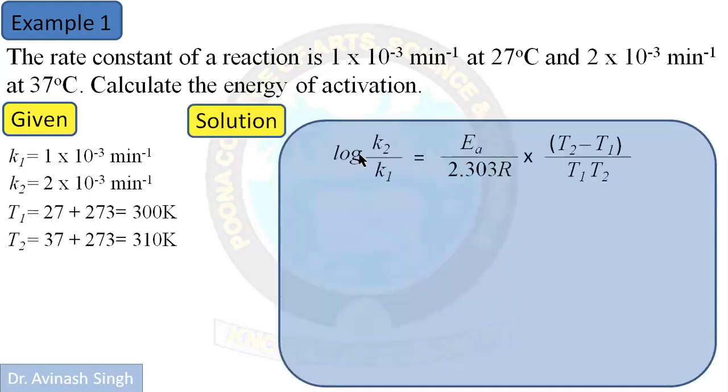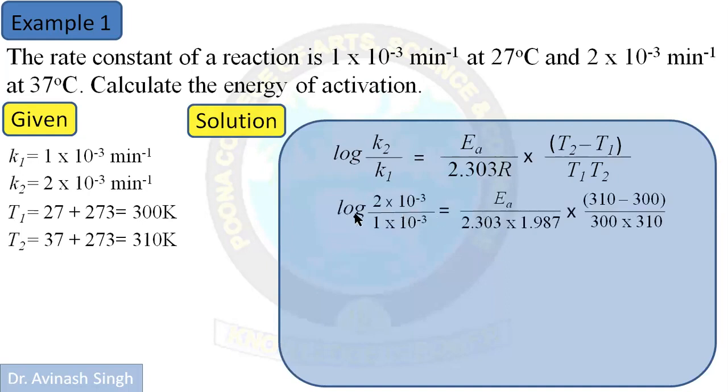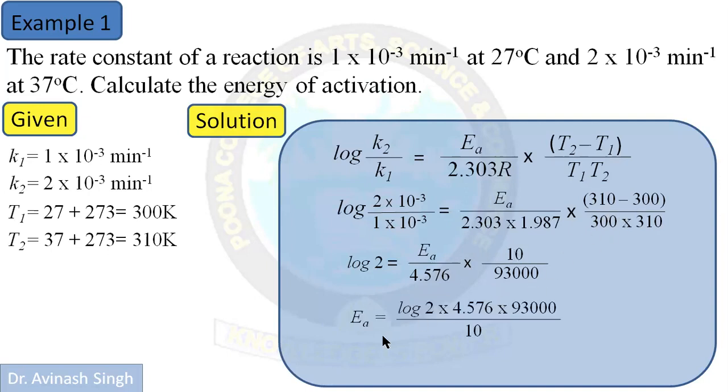And this is the form of the Arrhenius equation. We substitute the value: log of K2 by K1, energy of activation. This cancels, so it becomes log of 2. This multiplication is 4.576. This subtraction comes here, and energy of activation can be calculated by solving this numerical. And the answer is 12.810 kilo calories per mole. It is not required of you to convert it into kilocalories. You can leave the answer as such.